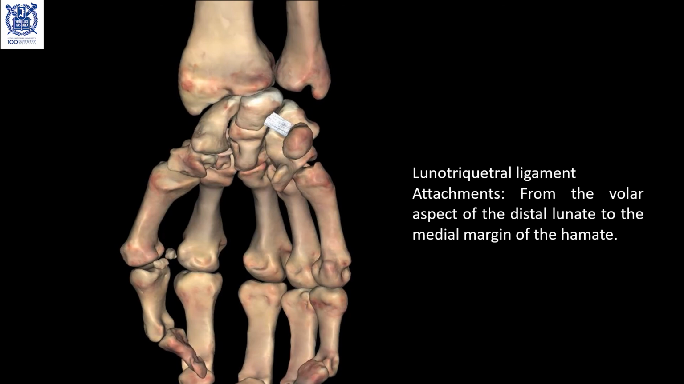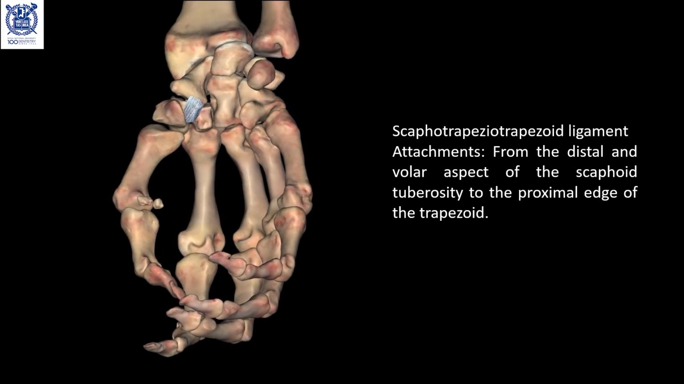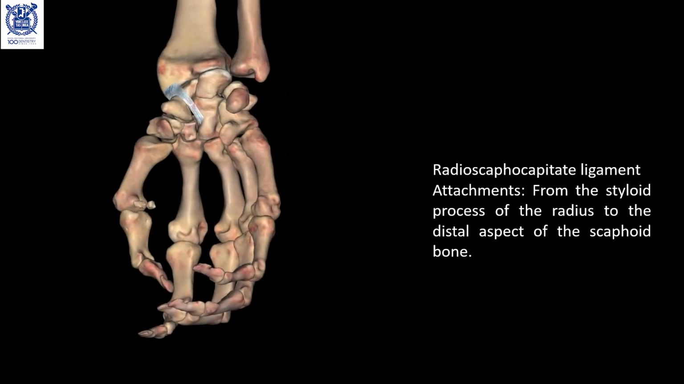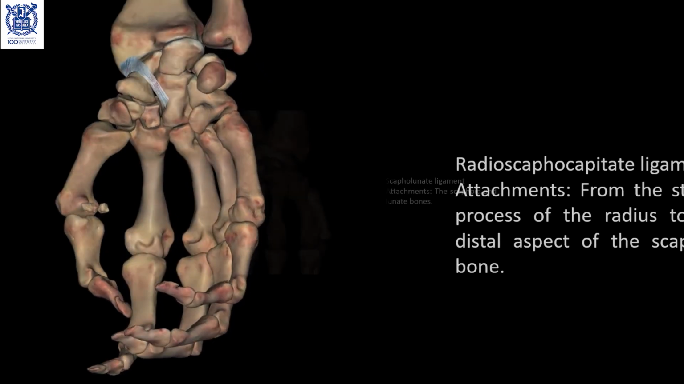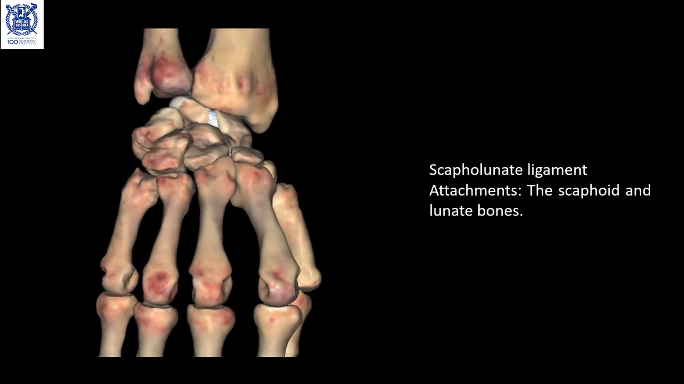Luno-triquetral ligament. It attaches from the volar aspect of the distal lunate to the medial margin of the hamate. Scaphotrapezio-trapezoid ligament. It attaches from the distal and volar aspect of the scaphoid tuberosity to the proximal edge of the trapezoid. Radioscaphocapitate ligament. From the styloid process of the radius to the distal aspect of scaphoid bone. Scapholunate ligament. It attaches to the scaphoid and lunate bones.